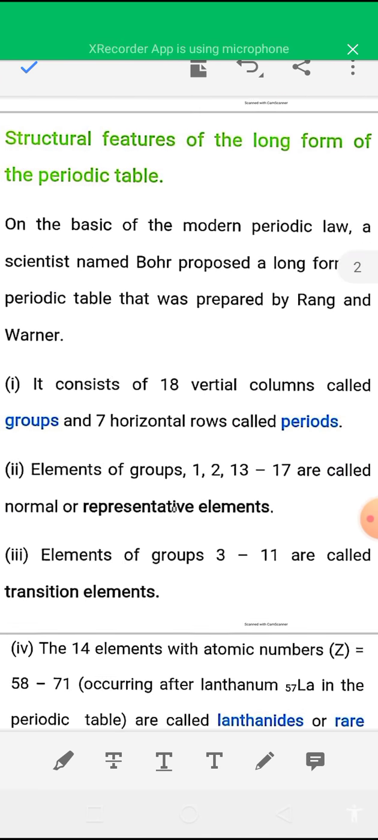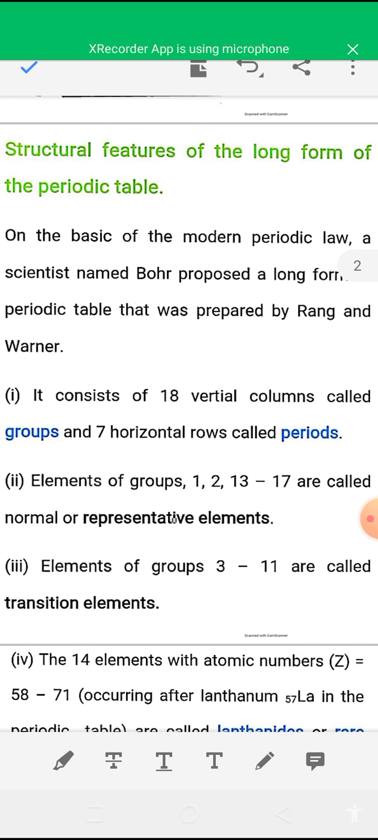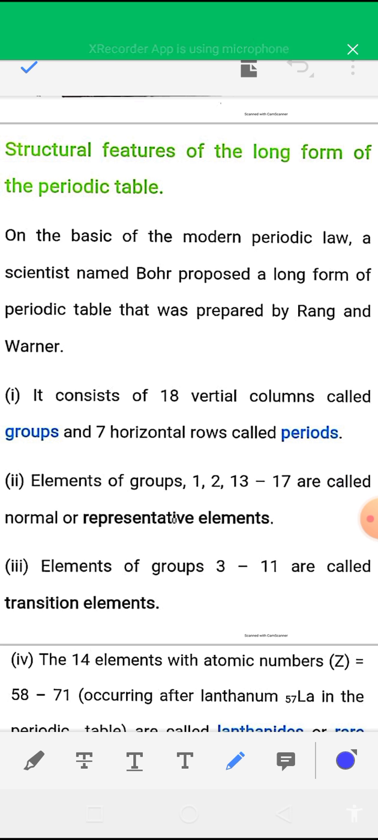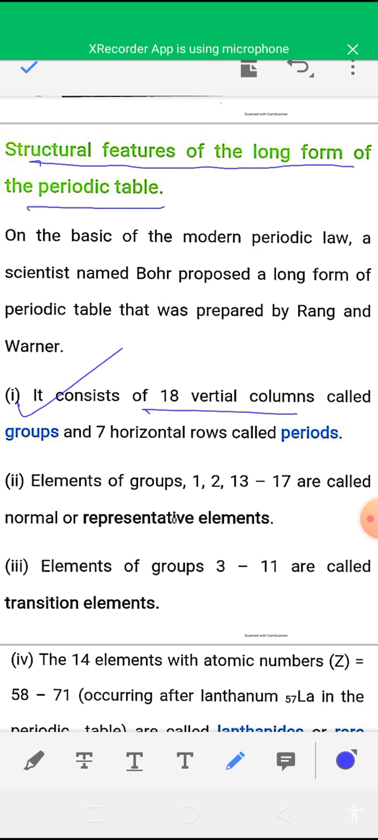Now see the structural features of the long form of the periodic table. On the basis of the modern periodic law, a scientist named Bohr proposed a long form of the periodic table that was prepared by Rang and Warner. It consists of 18 vertical columns, which are known as groups, and 7 horizontal rows, which are known as periods.